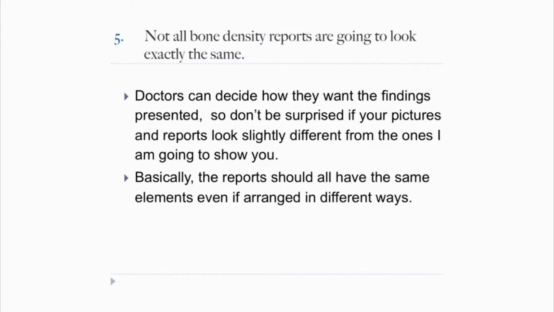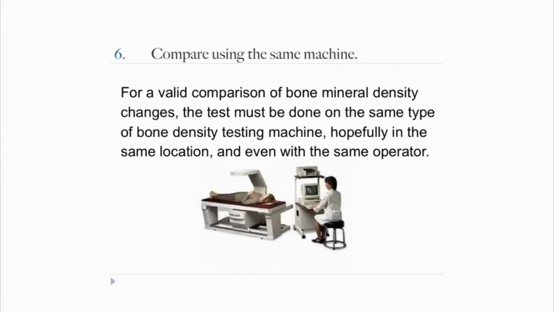Basically, all reports will have the same data, but arranged in different ways. The final ground rule is when you get a subsequent bone density test, when you're looking to compare changes over time, you really should have the test done on the same type of machine and hopefully in the same location and even with the same operator. While we think of this test as very precise, it's really not totally precise, and certainly changing machines and changing type of machines can make a very big difference and often make the comparison invalid.